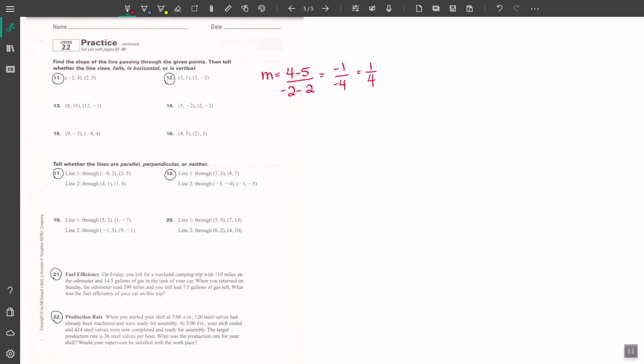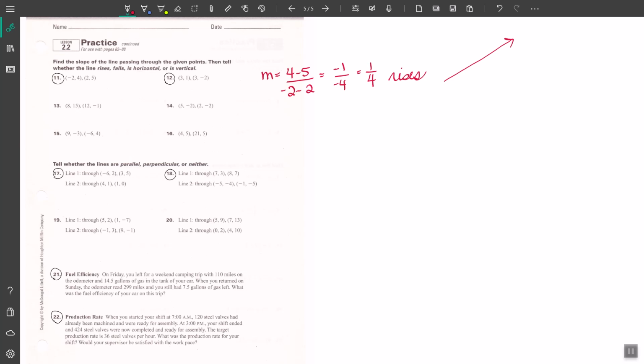Because this is a positive slope, and 1/4 is a positive number, that means this line is going to rise. We're talking about left to right when we're on the graph. If we were to graph this problem, it would take a path that would go up in this direction. The other option for this kind of problem is that the slope would be negative.